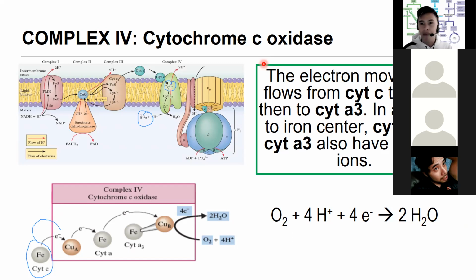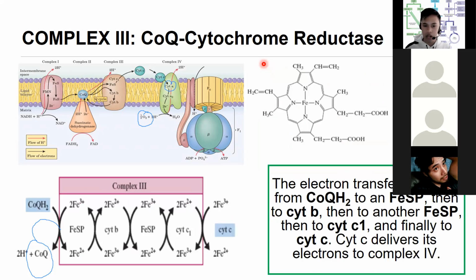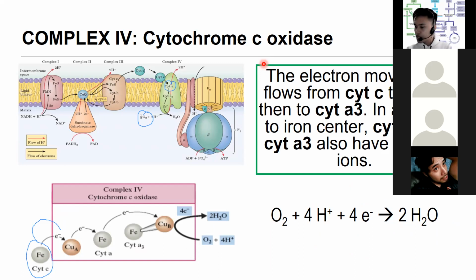So its only goal is to transport the electrons coming from your NADH and FADH2 to oxygen. So as a summary, this is the process of your electron transport.